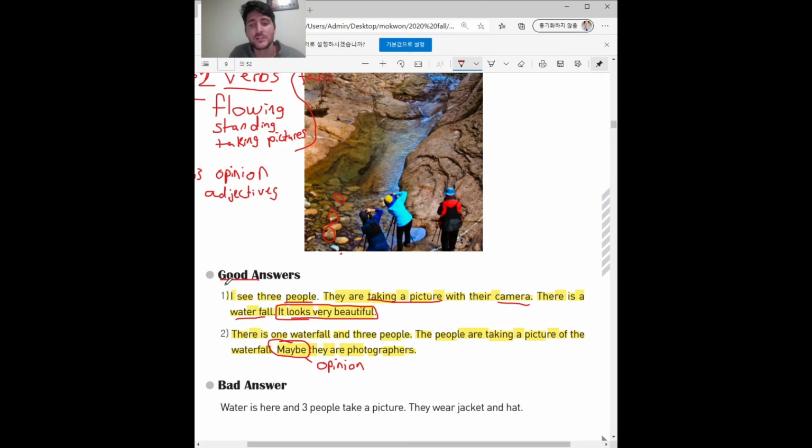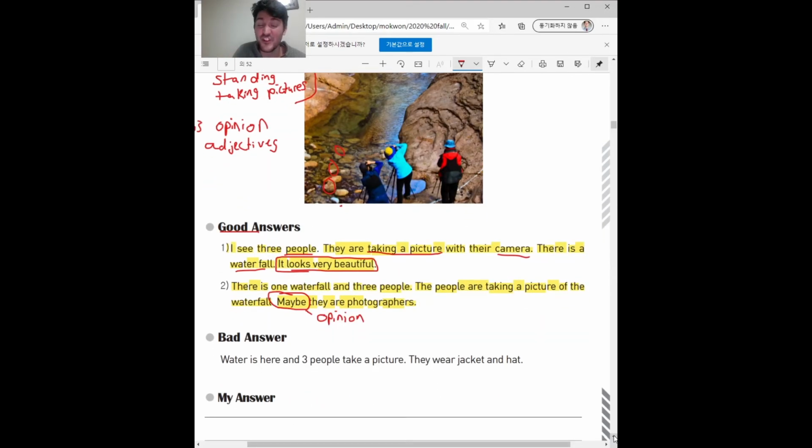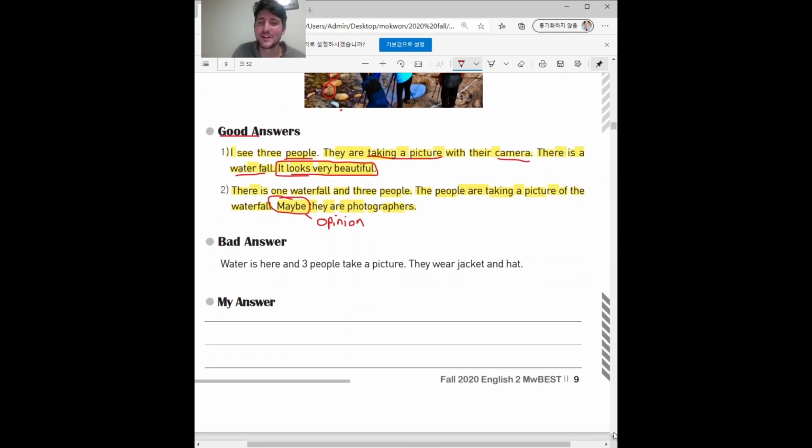All right, number 1 and 2. These are good grammar. Again, in my opinion, actually, these are a little too short. We need to describe for 30 seconds. Let's go ahead and look at the bad answer.